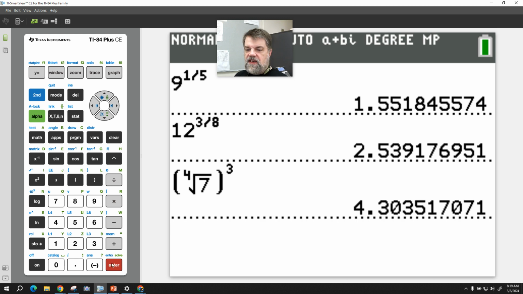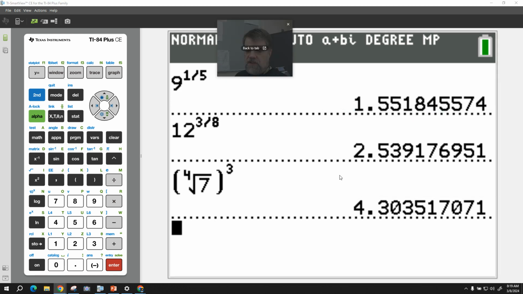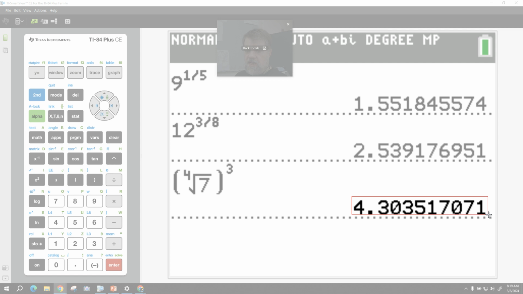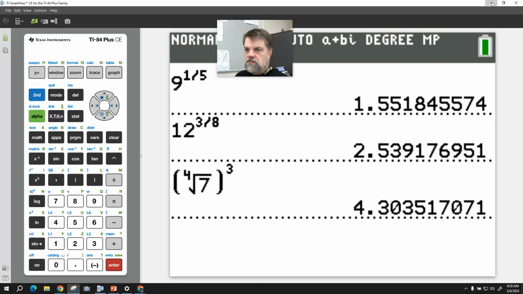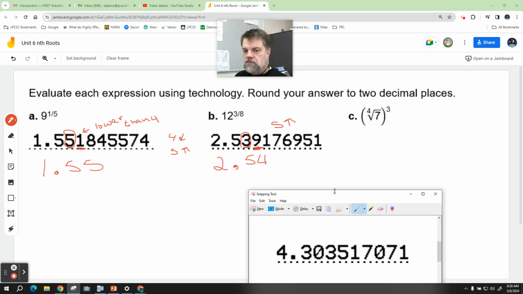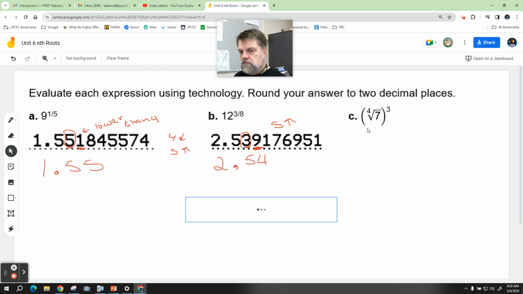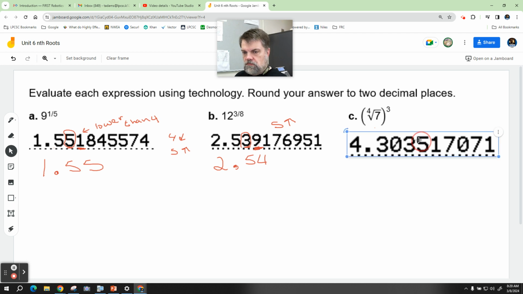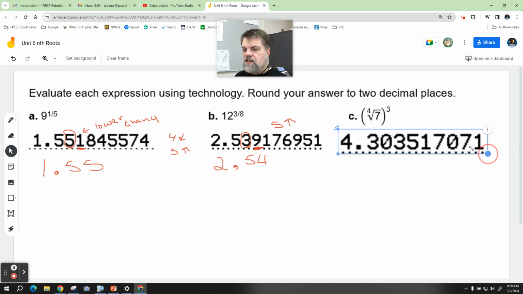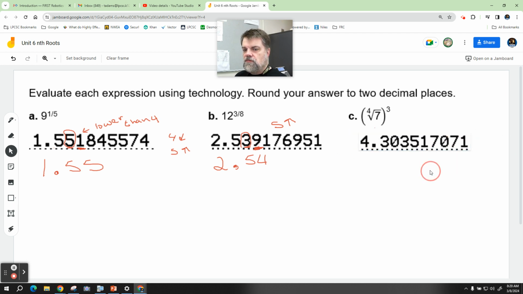Well, bam, with the bacon sizzle, I've got 4.3 and some change. Let's screenshot that. Is that what you guys got when you did it on your own? Okay. Now what's another way to do this one?